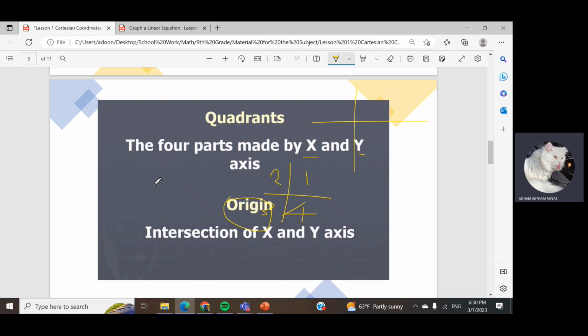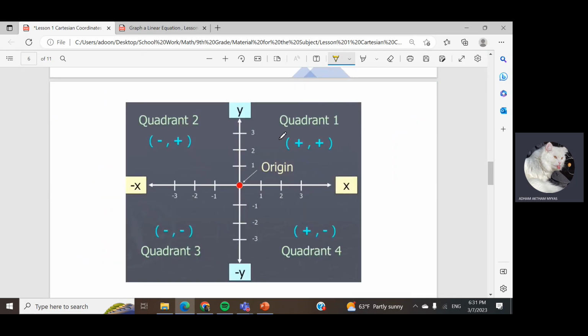The origin here is 0, 0. That means that x at the origin equals 0 and y at the origin equals 0. The intersection of the x and y axes is the origin for the quadrants or the Cartesian coordinate. Let's move to the next slide. You can see here quadrant 1, quadrant 2, quadrant 3, and quadrant 4.